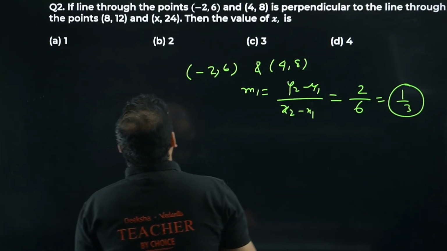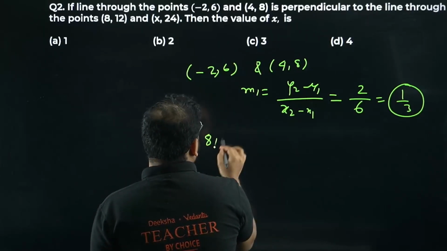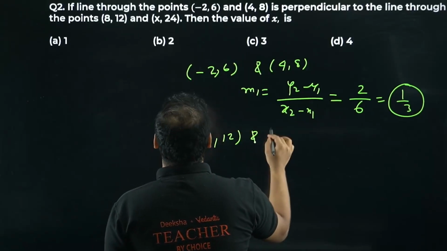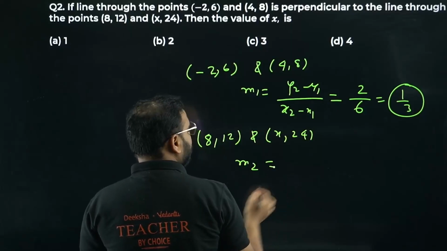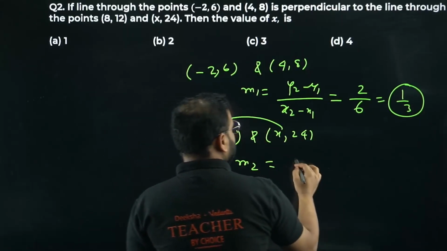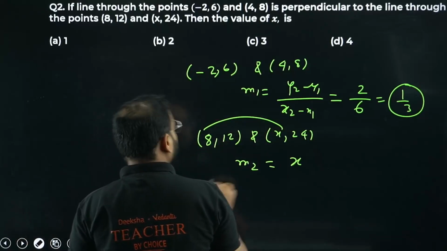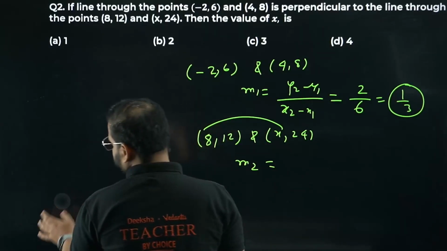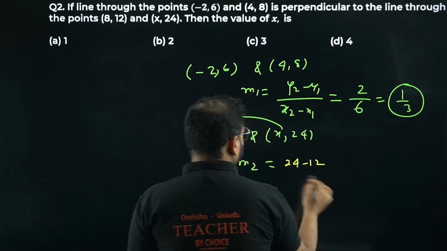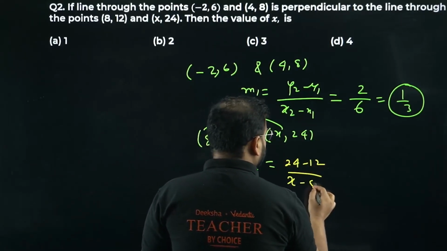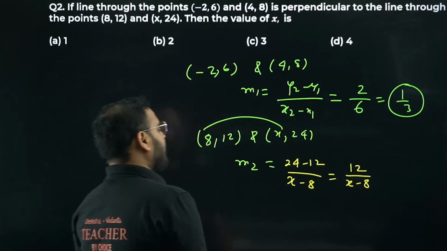Same way for the other line that we have. What is that? Please check. It's going to be 8, 12, and the other point is x and 24. Find the slope in this case. Let's take this to be m2. We get here 24 minus 12 upon x minus 8, same formula. I get here 12 by x minus 8.